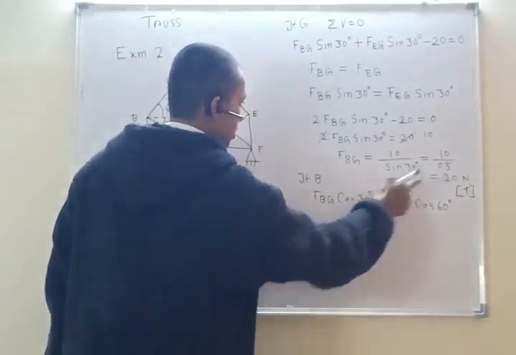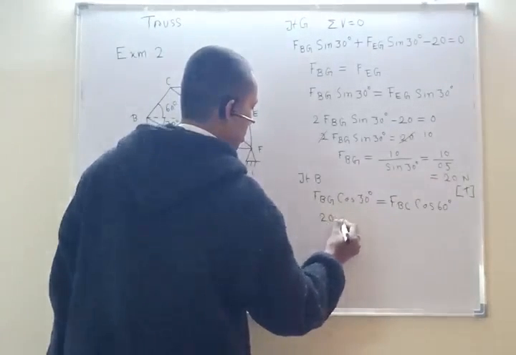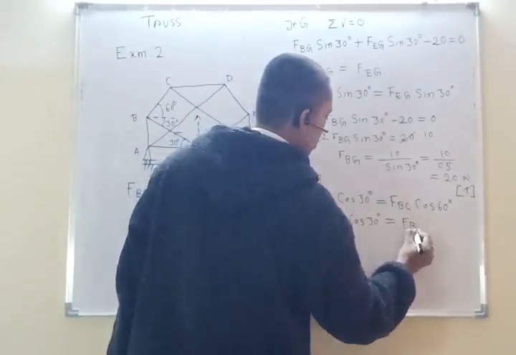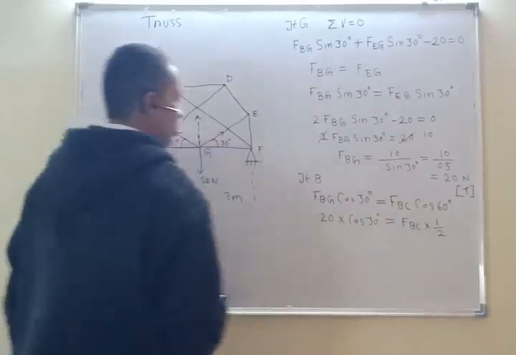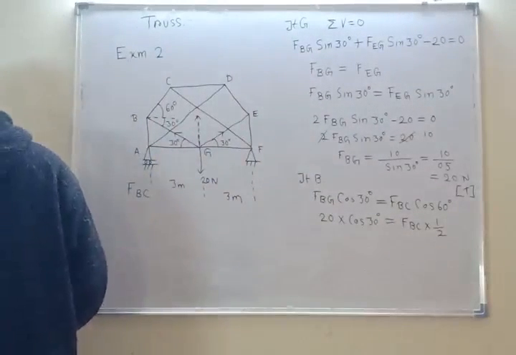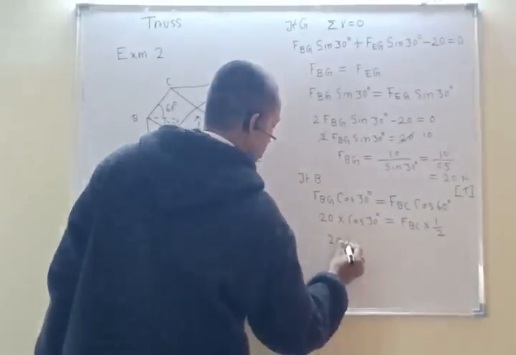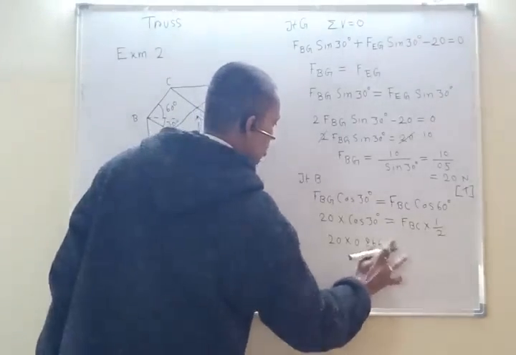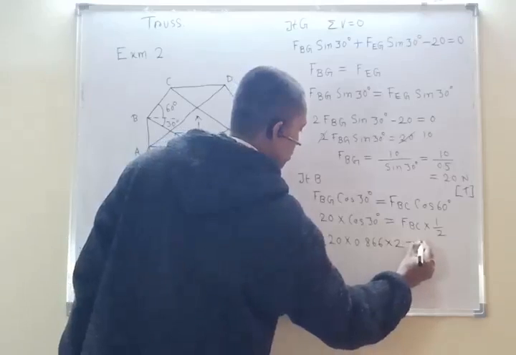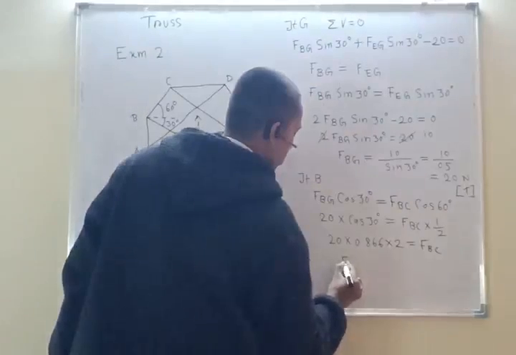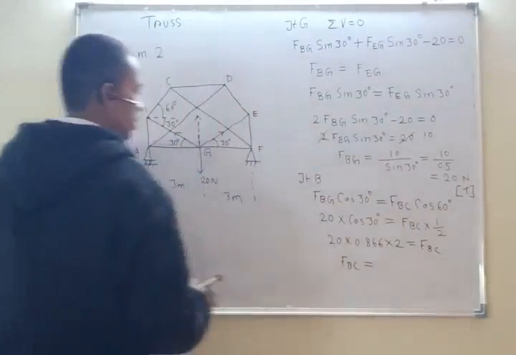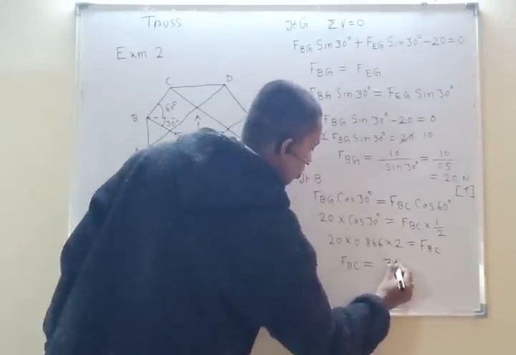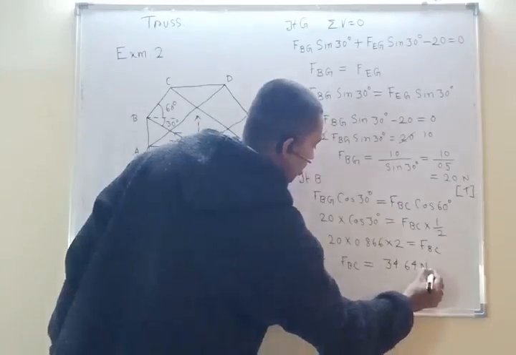Then F_BG, we have already found that is 20, into cos 30 degree should be equal to F_BC into half. What is cos 30 degree? Cos 30 degree is 0.866. So 20 into 0.866, into this 2 I am taking here, should be equal to F_BC. So F_BC should be equal to 20 into 0.866 into 2, that is 34.64 newton. Is it tensile or compressive?